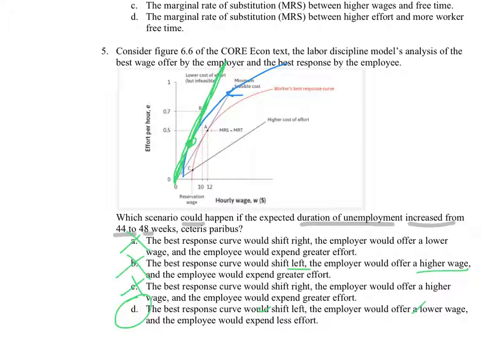And technically, you could draw it in a way that the employee would expend more or less effort. The way I've drawn it, the equilibrium occurs at a lower effort level. But it could become steeper as well as just shifting left. But D is the only feasible answer. So D is the right answer for number 5.